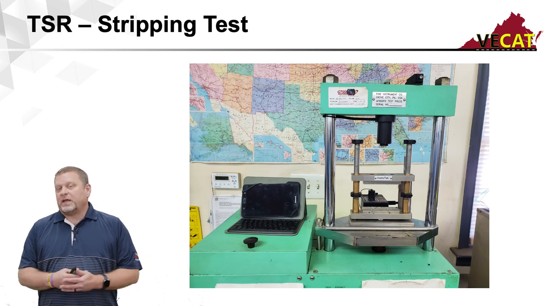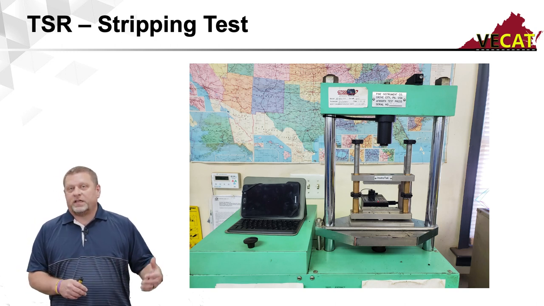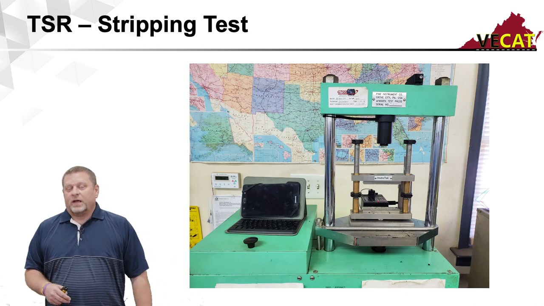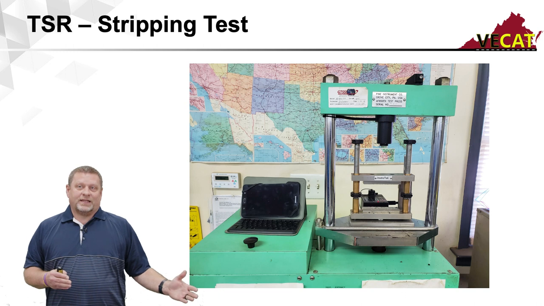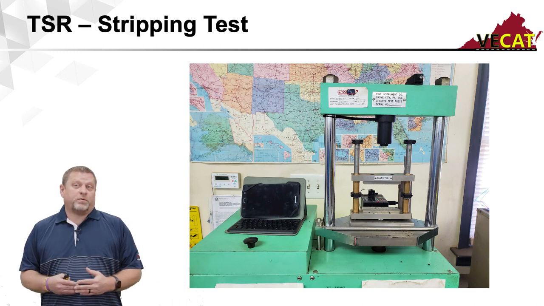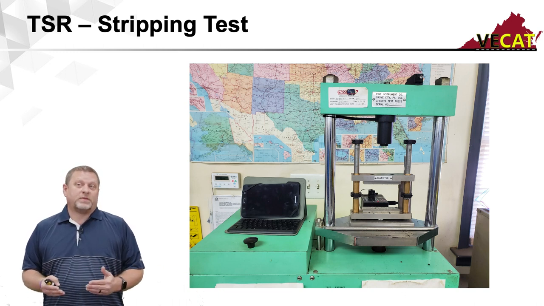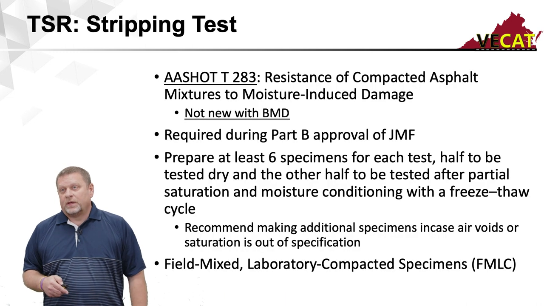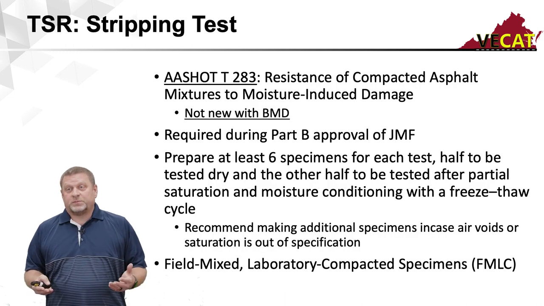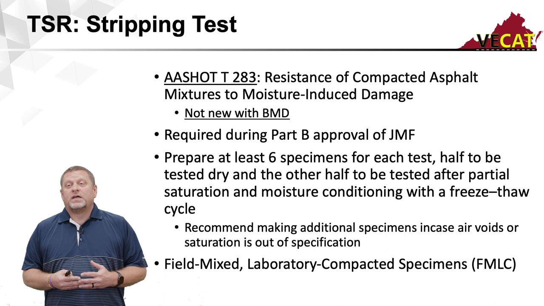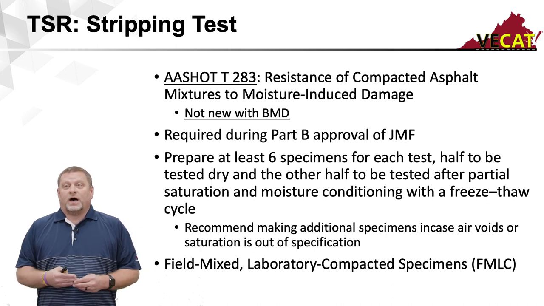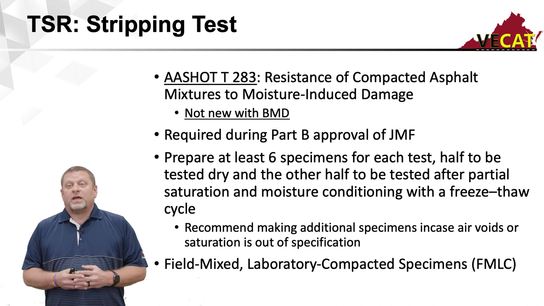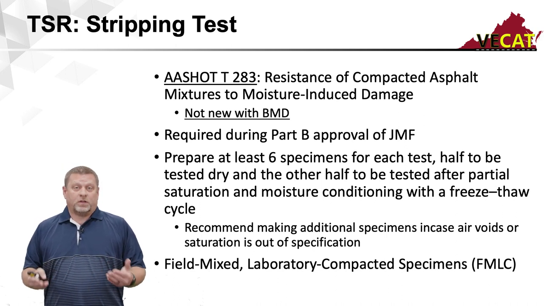As I mentioned at the beginning of this, even though we've always done TSRs in the volumetric portion of our design, VDOT has elected to move this, since it's actually a performance test, into the BMD criteria. We still follow the same test procedure and the same requirements. We follow AASHTO T283. It's nothing new for BMD. And this is required now as Part B of the job mix formula approval.